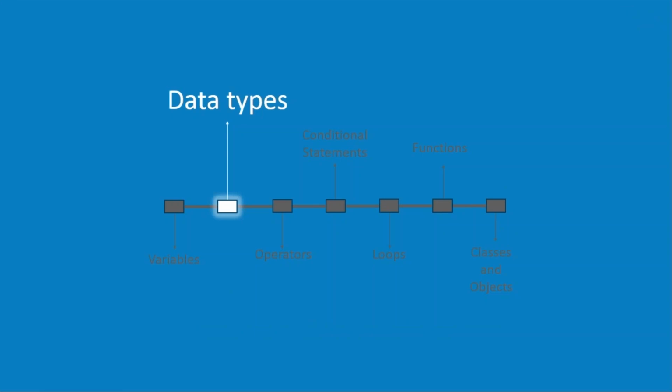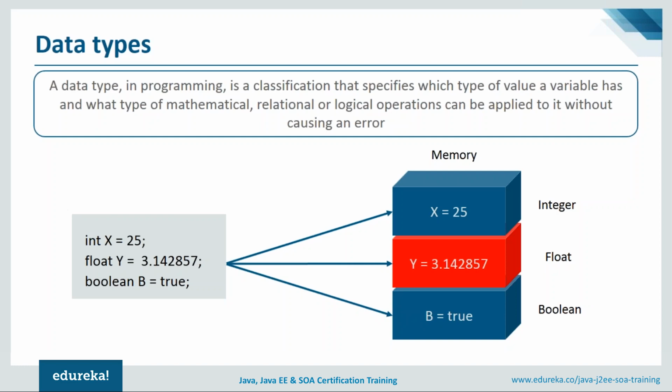Moving on, let's talk about the different data types that are supported by Java. Now, what is a data type? Basically, it's a means through which I can classify these variables. Why do I want to classify them? Because we will be using these variables for future operations.